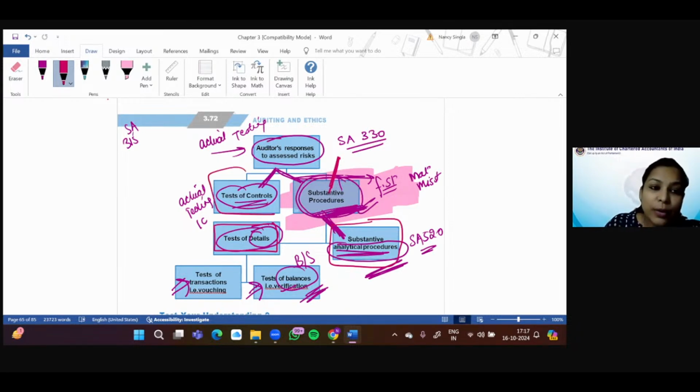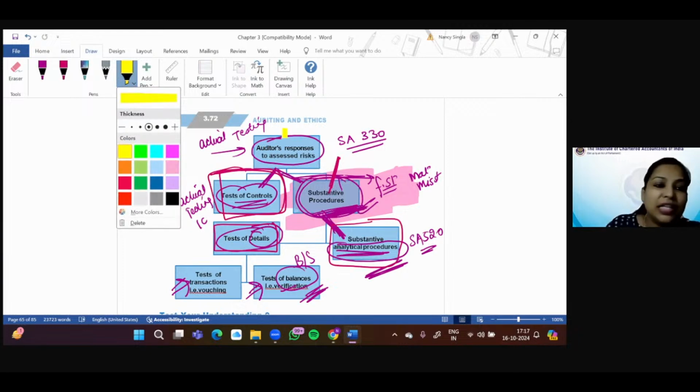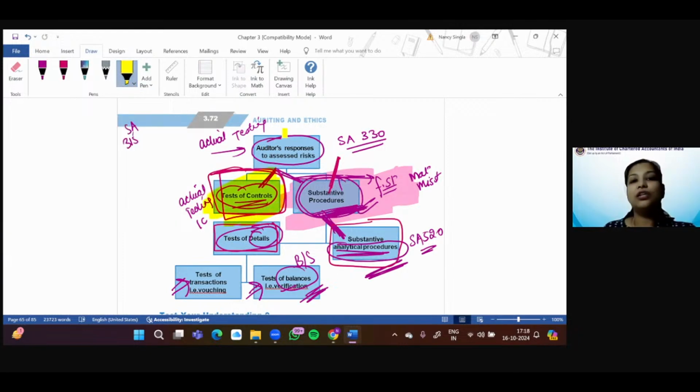Now, here, when the auditor is testing the internal control, tell me quickly, give me the reply. Can there be a situation where the auditor is not testing the internal control? When the auditor is not performing the test of control, quickly tell me. Yes or no? Can there be a situation when the auditor is not testing the internal control? Quickly send in your replies.